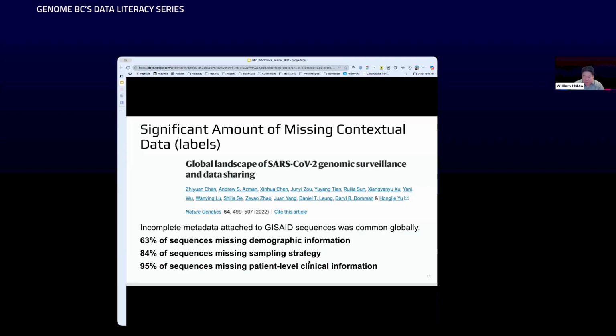in other words, missing epidemiological information on how the samples were collected and what the surveillance strategy was. And 95% of the sequences are missing patient-level clinical information. So we cannot associate the viral mutations to clinical outcomes.